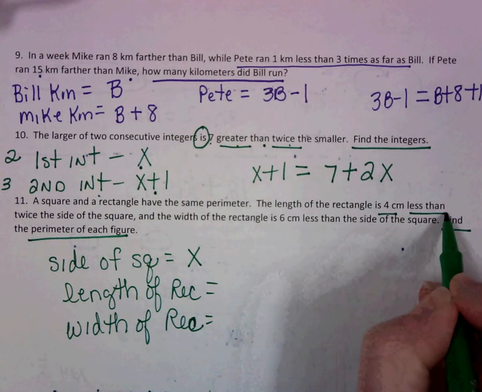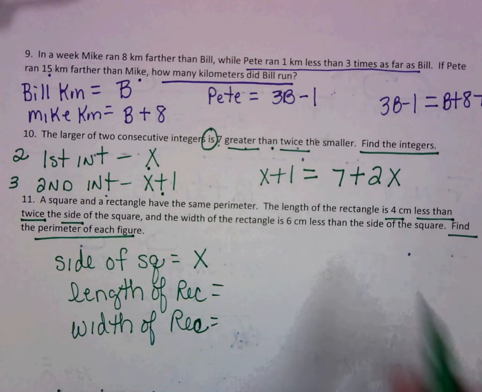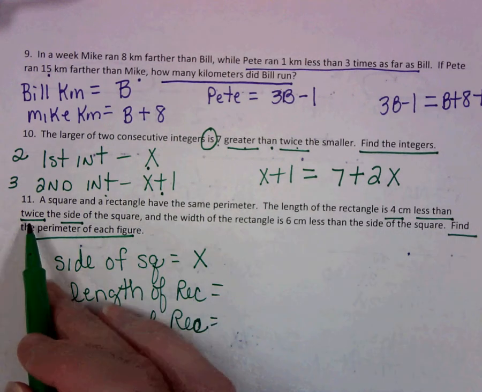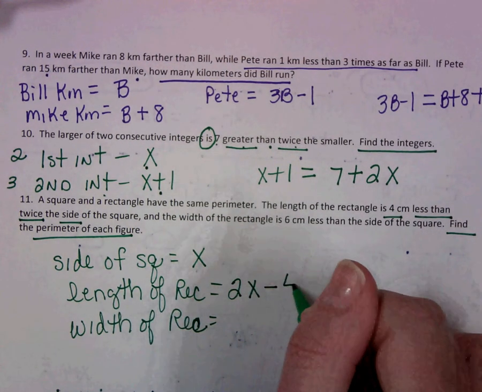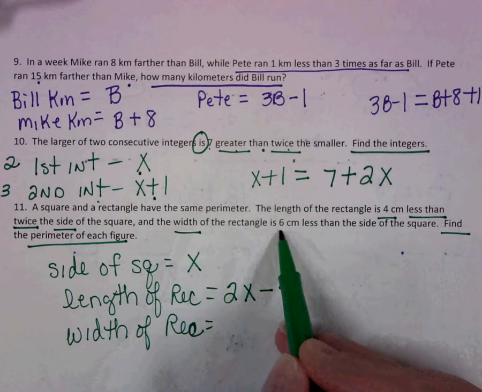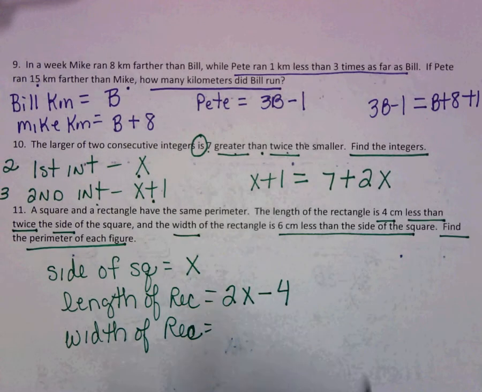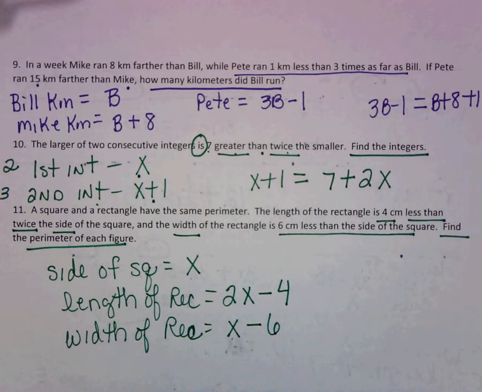4 less than twice the side. Now that's easy. 4 less than twice the side is 2x minus 4. The width is 6 less than the side of the square, so x minus 6. Okay, now we've got everything defined.